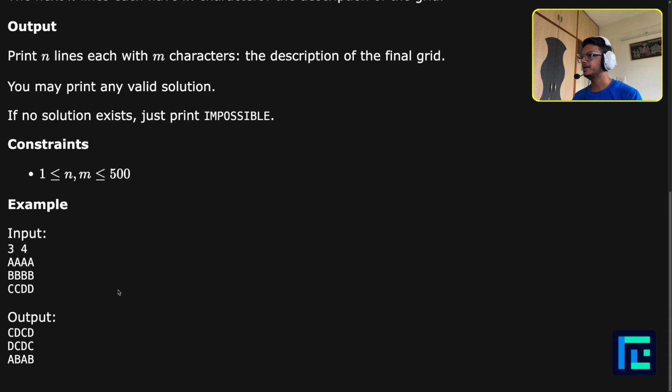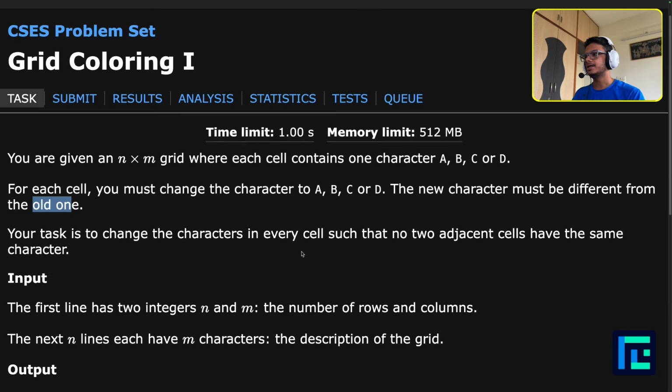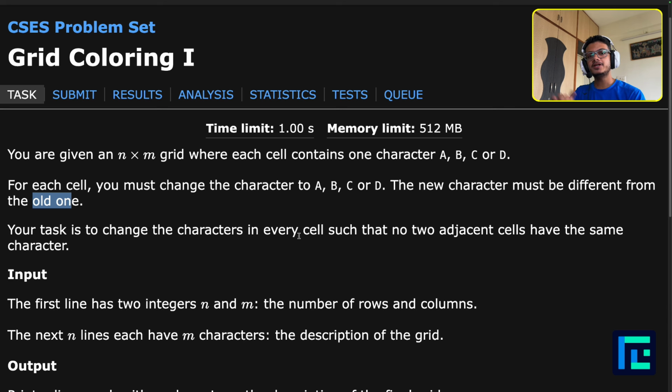Let's go to the iPad and try to understand it. But the question is pretty simple. You are given a matrix in which each cell has one of these four values. You must change each and every cell, because the new character cannot be the same as the old one, in a way that in the new grid every two adjacent cells have different characters. Let's try to understand this question a bit more.